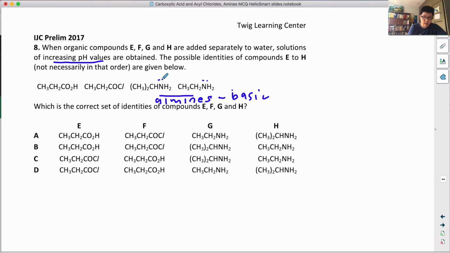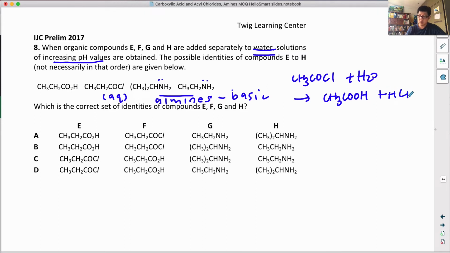But this is only acidic in water. If you put it in aqueous, it will be acidic. So anyway, they're added to water. This is highly acidic, as you can remember. Acyl chloride, just in water, will produce CH3COOH plus HCl. So the HCl makes it very acidic. So I guess I will pick either C or D. Okay, and then next will be these two.